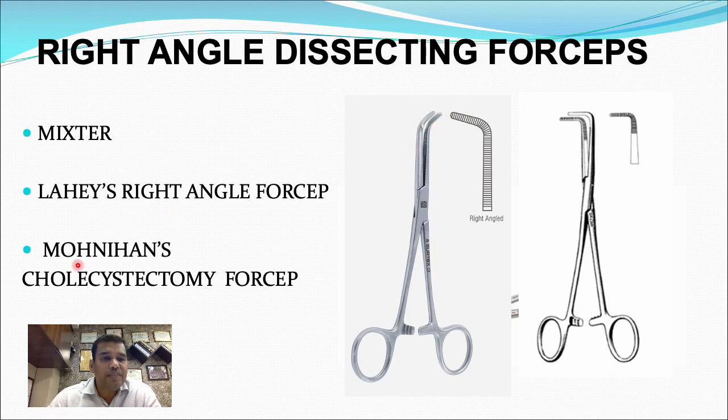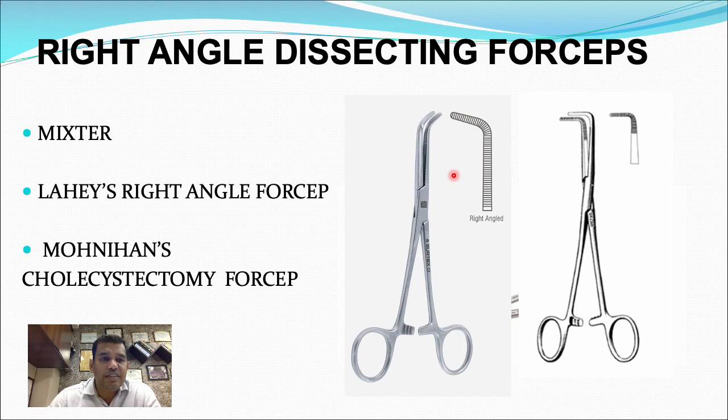This was devised by Moynihan particularly for doing an open cholecystectomy, for dissection of the cystic duct and cystic artery. So it has an angle of 70 degree, not 90 degree as compared to this. Plus it has serrations starting from the tip of the blade up to the joint. Here, the serrations start at the tip but end midway along the blade. So this is the basic difference.